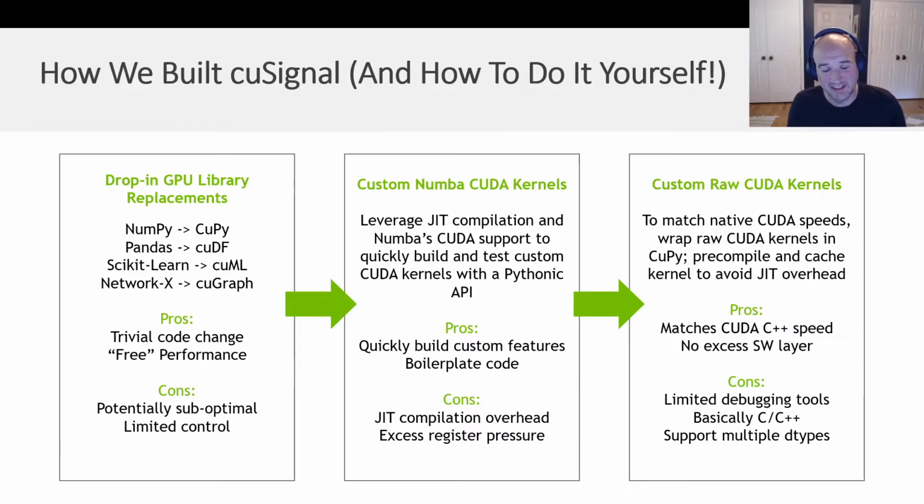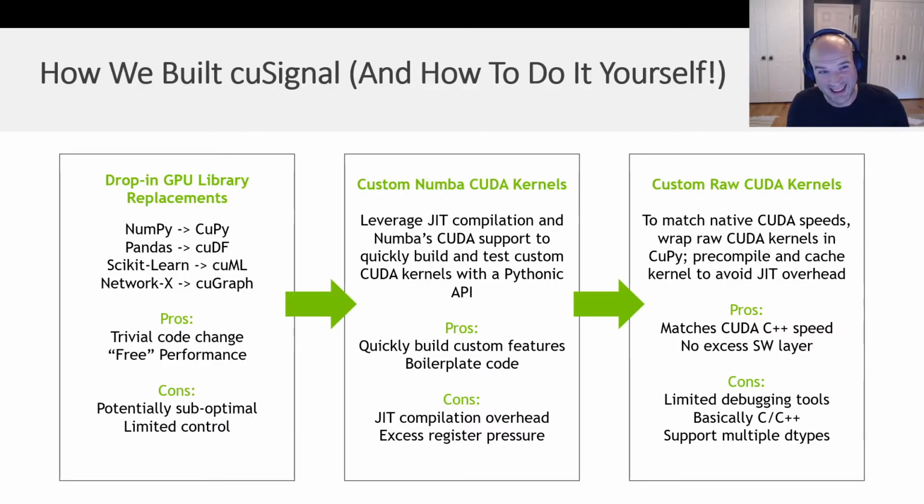But not all things that we want to do fit that. The polyphase resampler is a good example of this. Not all of our applications exist in a drop-in library replacement, so we need to create CUDA kernels. And so we leverage Numba, which is a low-level virtual machine, to do this, and it really simplifies and gives boilerplate code for creating GPU-accelerated functionality within Python.